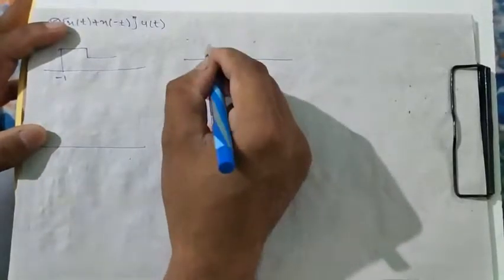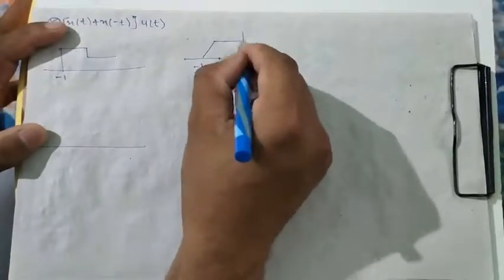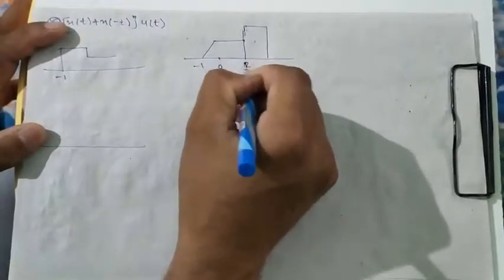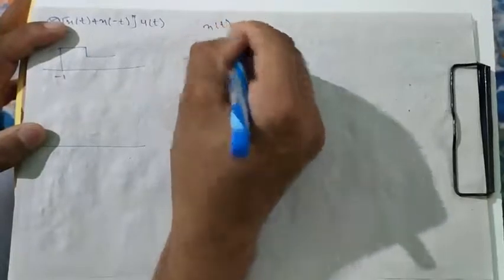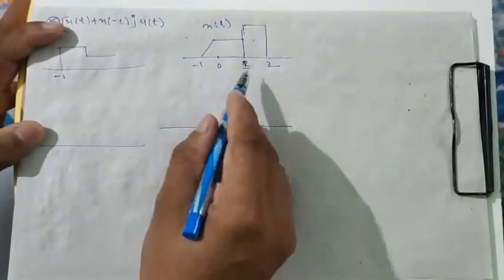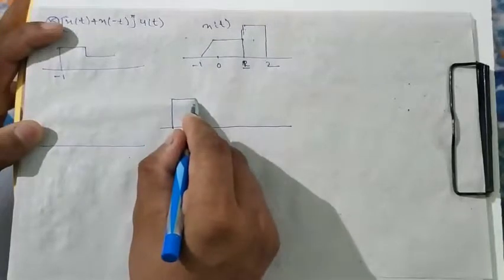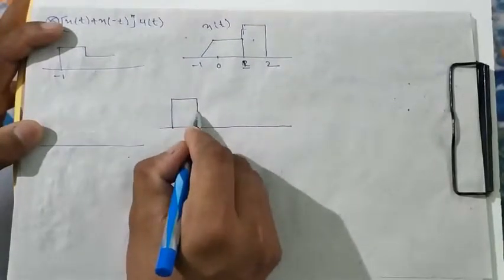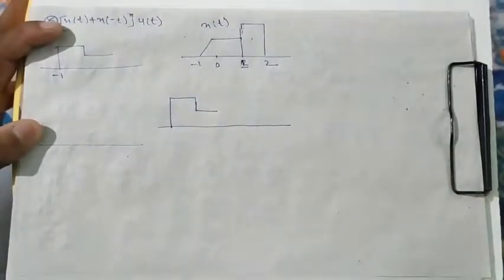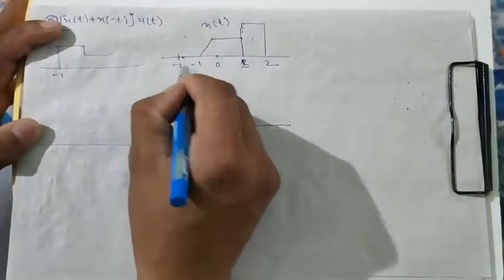We'll solve here. See, this is a signal from -1 to 0, this flow, and again from 0 to 1, and 1 to 2. This is our x of t, and the time reversal of this signal is nothing but it is shifted by -2. So -2, -1, 0, and -2.